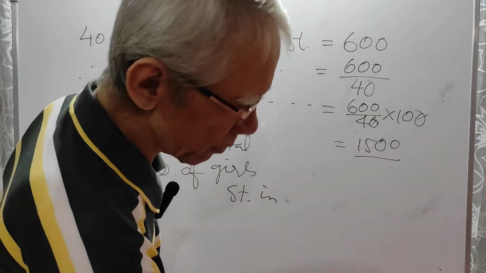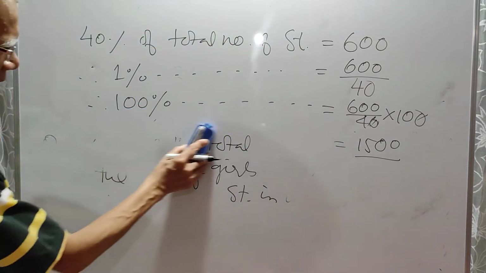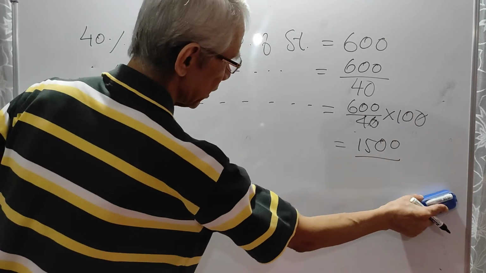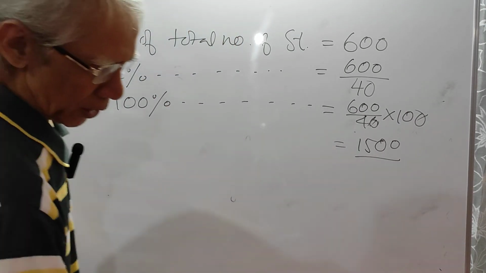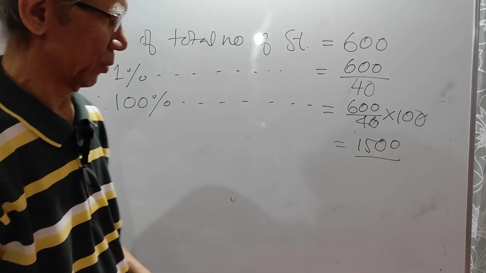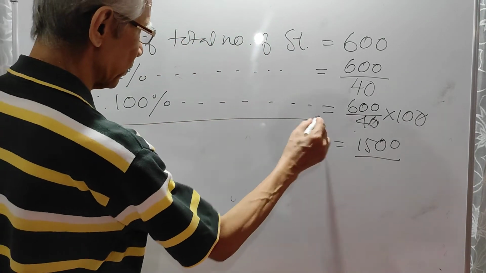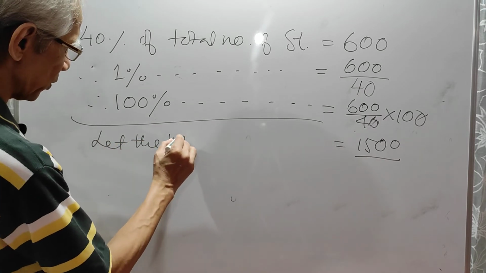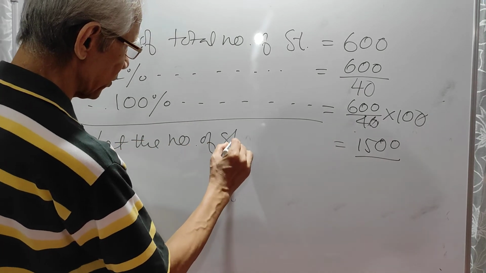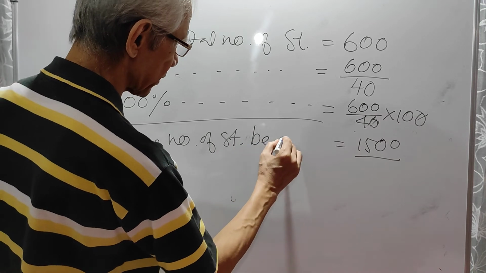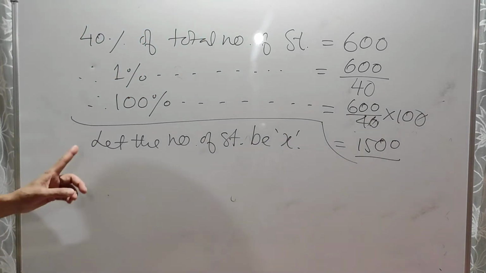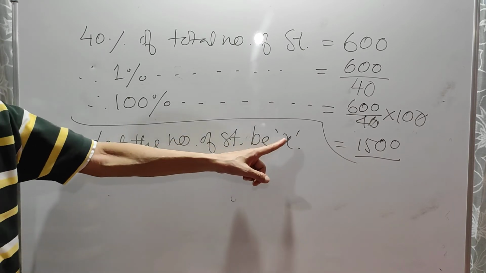Now we did it by unitary method. Now let us do it quickly by equation method. Okay. See the equation method. Now in equation method, you have to assume. Let the number of students in the school be x. All right. That is how you do equation method. Let the number of students in the school be x.